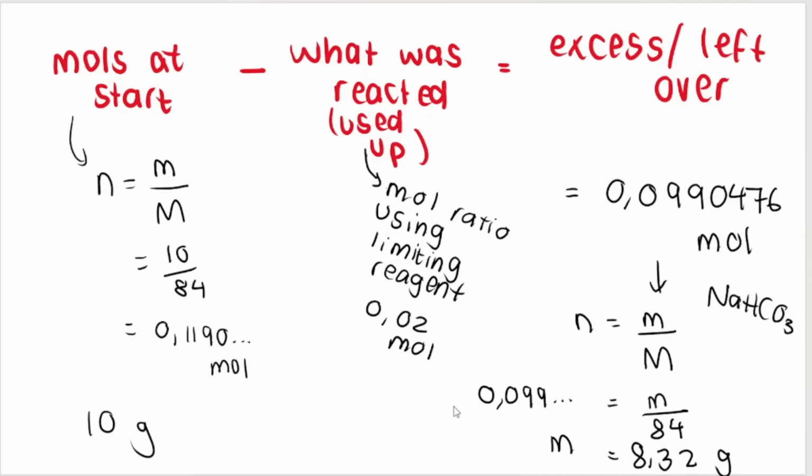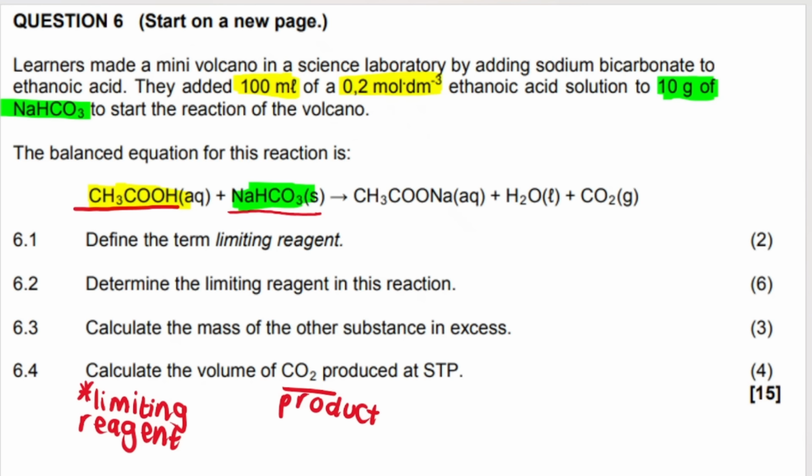Now, if you rounded off your previous answer and instead of using 0,1190, you used 0,12 moles, you'll get a slightly different answer at the end. But remember, you may use the non-rounded off version as well. So your answer will range between 8,32 like mine and around 8,4 grams if you use the rounded off version from the last question. Now 6,4 says calculate the volume of CO2 produced at STP.